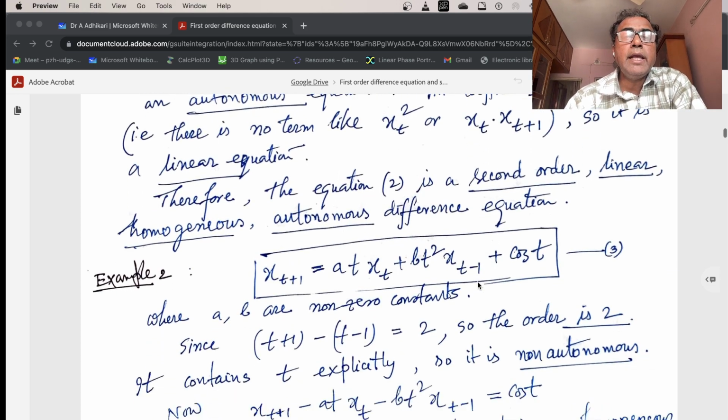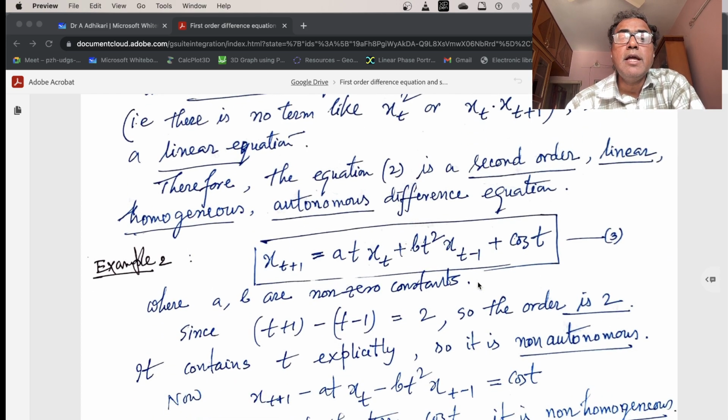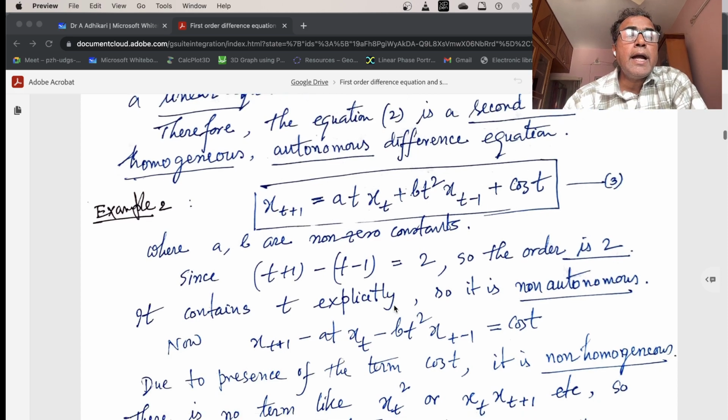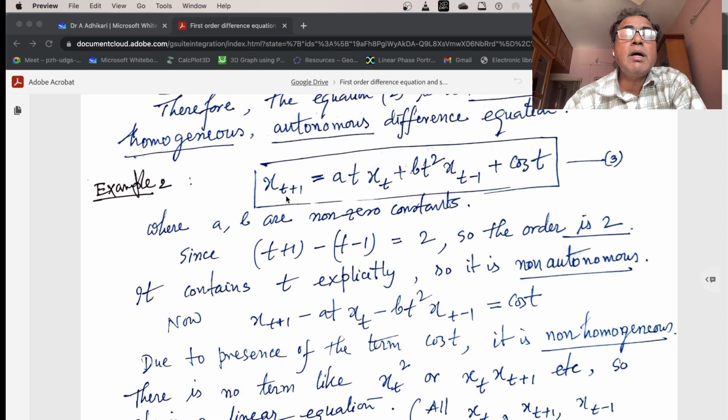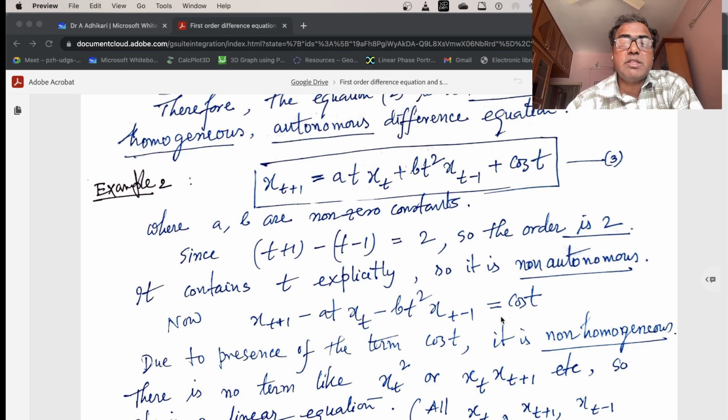Consider the next example, xt plus 1 equal to a t xt plus b t square xt minus 1 plus cos t. Here a and b are non-zero constants, and the maximum suffix is t plus 1 and the minimum suffix is t minus 1, so the difference t plus 1 minus t minus 1 is 2, so the order of this difference equation is 2. It contains t explicitly, because the terms a t, b t square and cos t are present here, so it is a non-autonomous system.